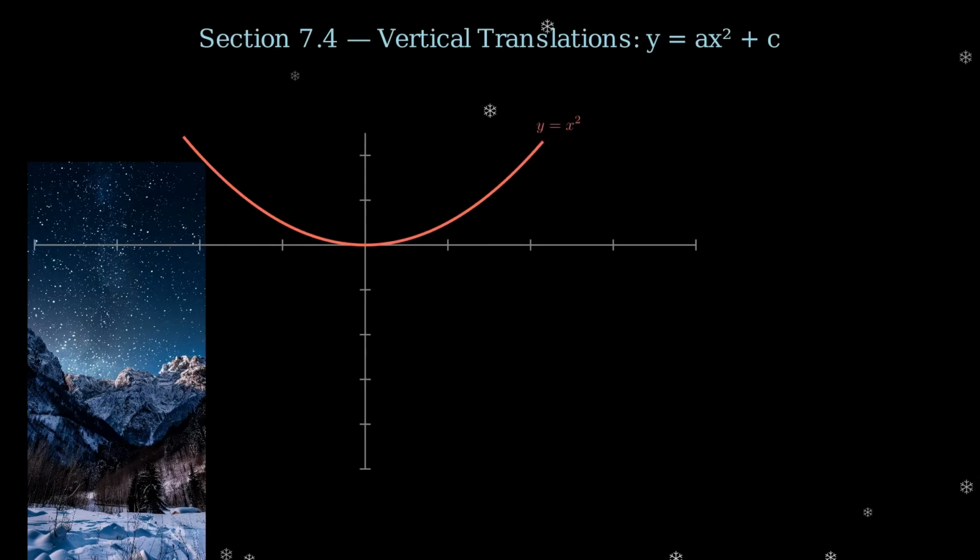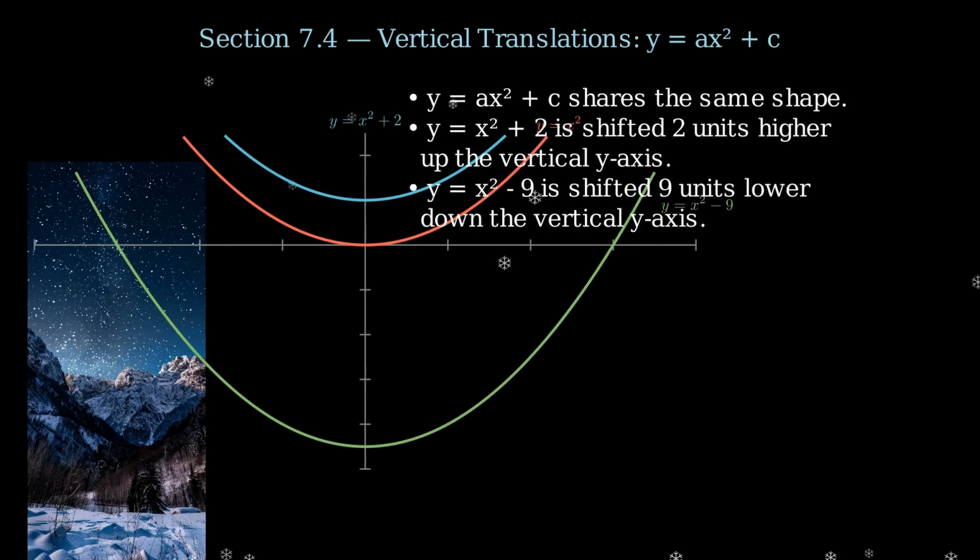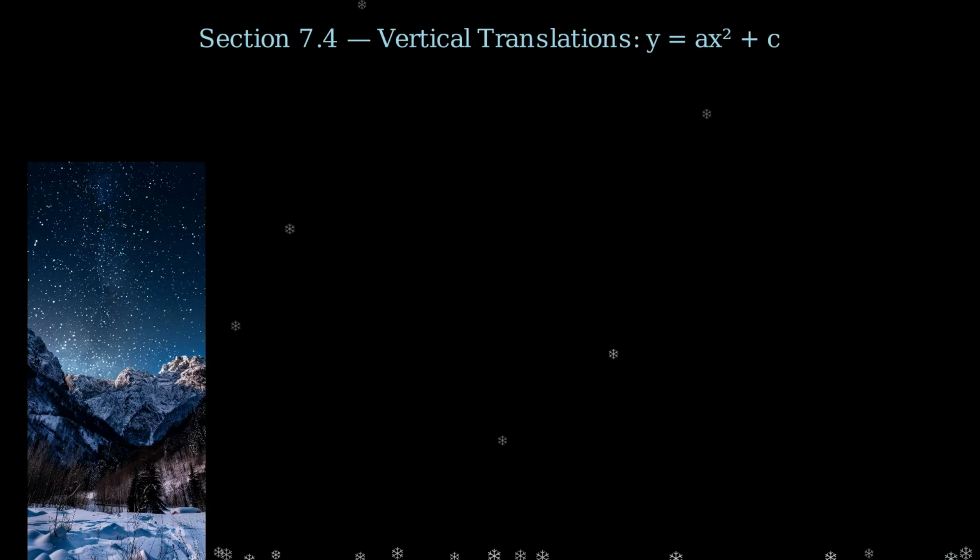Section 7.4. The graph of y equals ax squared plus c has the exact same shape as y equals ax squared. The only difference is its vertical position. Adding a constant c moves the entire parabola up or down along the y-axis. Let's look at these fresh examples on our coordinate plane.